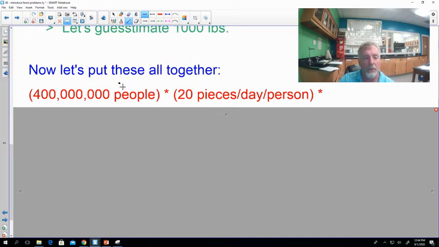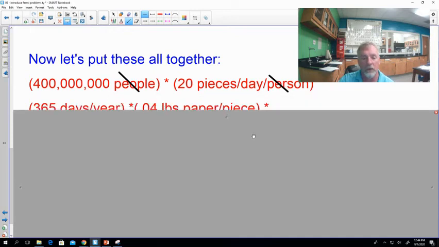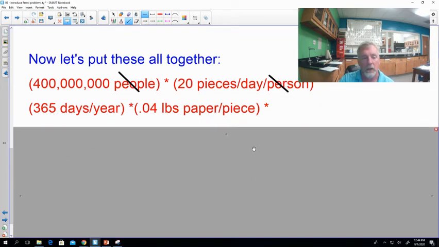So I've got people here in the numerator and people here in the denominator, so those units are canceling each other out so far. Well, the question was in a year, so how many days are there in a year? 365 days in a year, because we've got 20 pieces of paper per day. So now we've got 365 days in a year. I've got days in a denominator here and days in a numerator here, so they're canceling each other out.